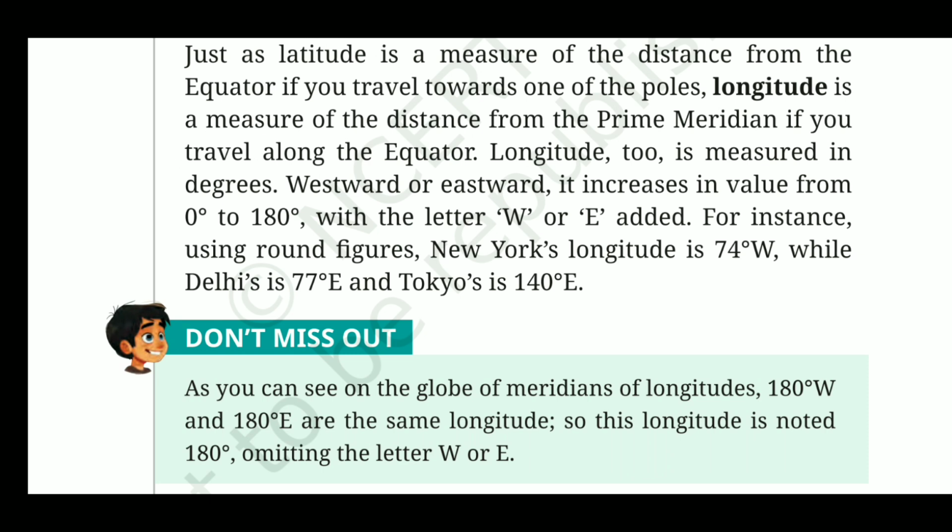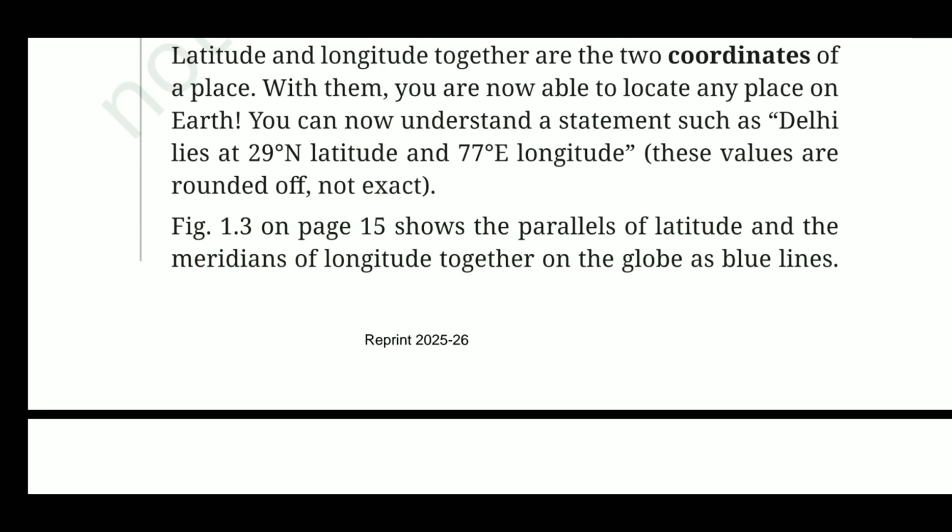Don't miss out. As you can see on the globe of meridians of longitude, 180 degree west and 180 degree east are the same longitude. So this longitude is noted 180 degree, omitting the letter W or E. Latitude and longitude together are the two coordinates of a place. With them, you are now able to locate any place on Earth. You can now understand a statement such as Delhi lies at 29 degree north latitude and 77 degree east longitude. These values are rounded off, not exact.